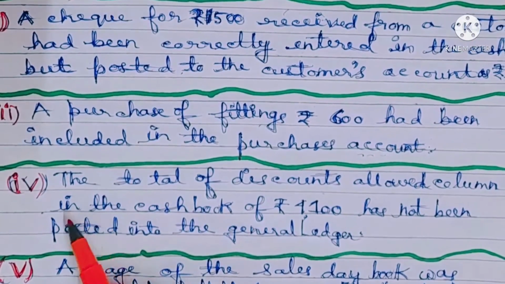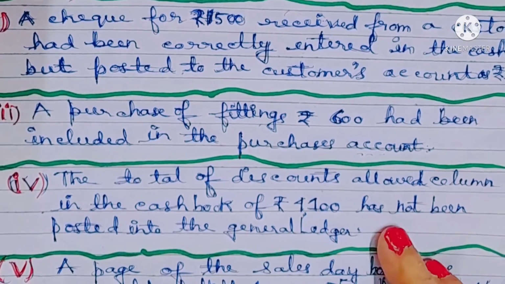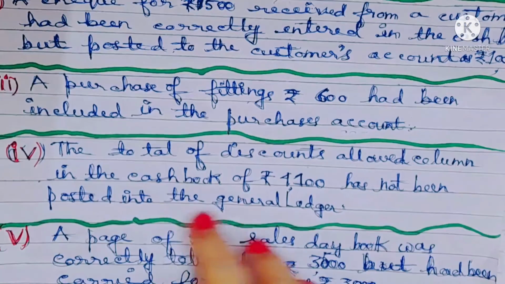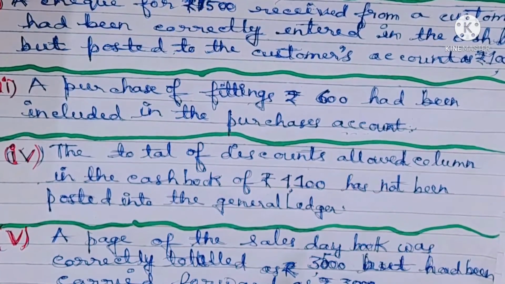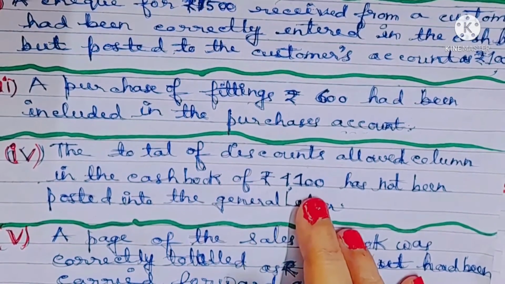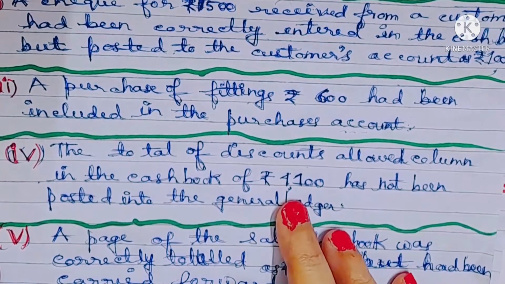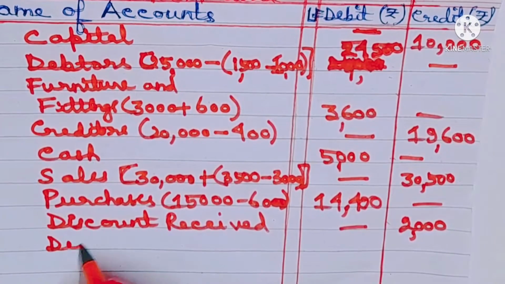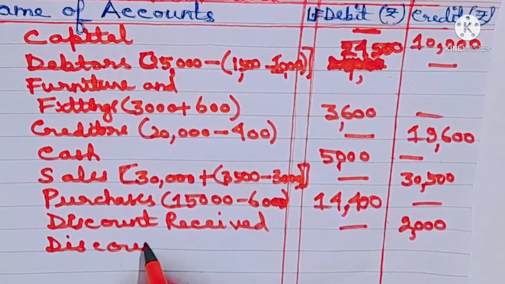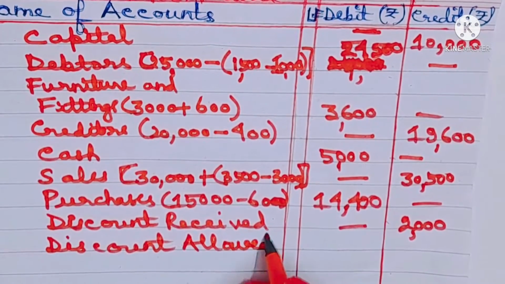Number 4, total of discounts allowed column in the cash book 4100 has not been posted into the general ledger. So, discount allowed has been omitted. So, we'll have to record 4100 in the adjusted trial balance as discount allowed. So, let's record discount allowed 4100.